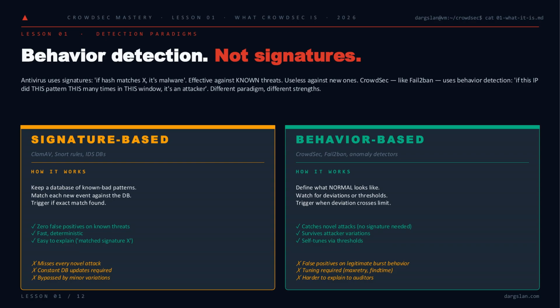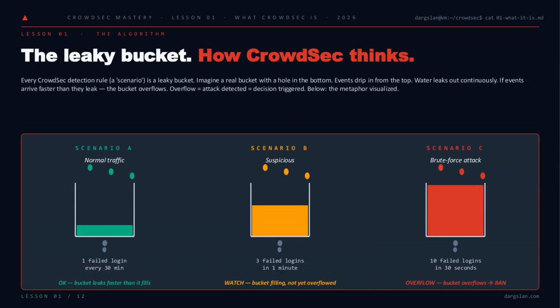CrowdSec, like Fail2ban before it, flips the question. Instead of asking, have I seen this exact attack before, it asks, is this IP doing something a normal user wouldn't? Too many 401s, too many posts, too fast. That catches novel attacks for free, but it costs you tuning, and it's harder to explain to an auditor than "we matched signature X." So how does CrowdSec actually decide that behavior is bad?